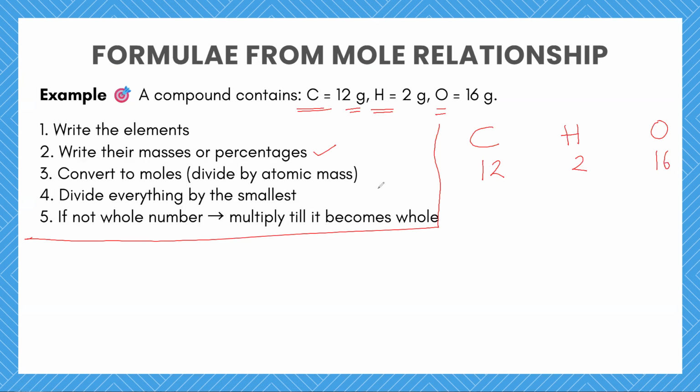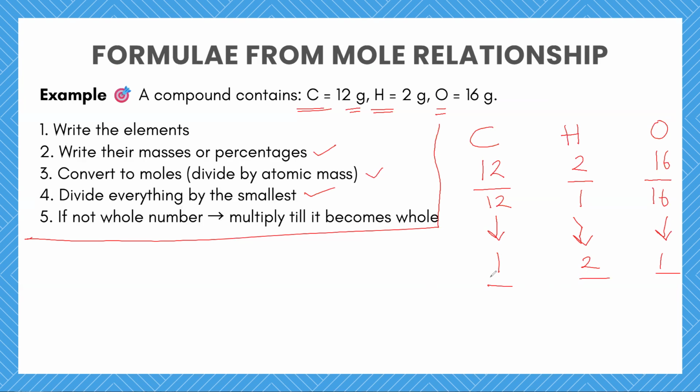The next thing to do would be to convert those masses into number of moles. And this time to do that, we divide by the atomic mass. Now, the atomic mass of carbon is 12, so we divide this by 12. The atomic mass of hydrogen is 1, so we divide by 1. And the atomic mass of oxygen is 16, so we divide by 16. These are the values we end up having. We have 1, we have 2, and we have 1 as well. 1, 2, 1.